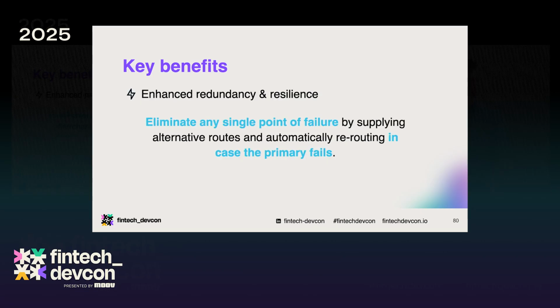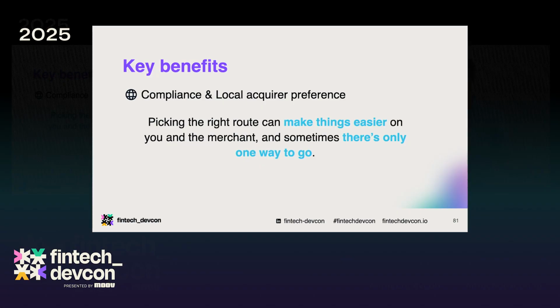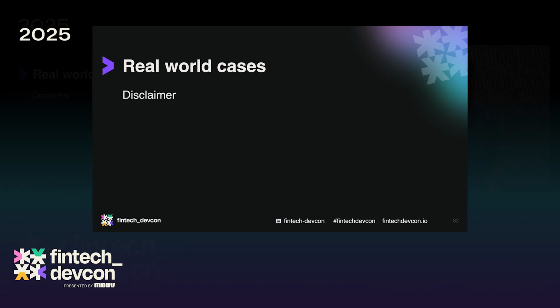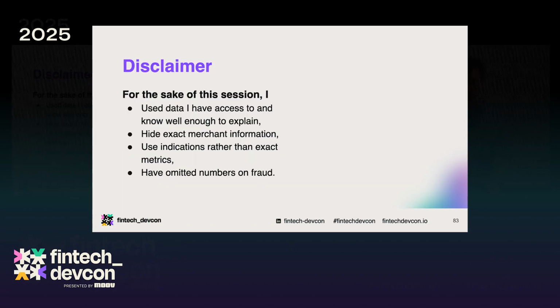Then for redundancy and resilience, if we can eliminate single points of failure, we can make sure that there's always an alternative available for our merchants to process payments and not miss out on revenue. And for compliance, sometimes there's only one way to go. It's very simple. You've got to stick to compliance, and you've got to route the way that the law tells you to.